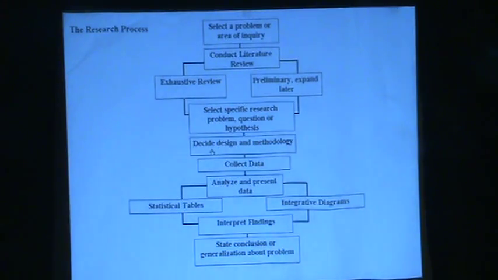Then you'll decide on a research design or a research methodology. You'll have your data collection procedures, your data analysis, and presenting your data. If you're doing qualitative research, you will probably present your data in narrative form. If you're doing quantitative, where there are numbers involved, some kinds of statistical tables or diagrams. Then you interpret your findings, state your conclusions, or generalize about your problem. And that is the research process.